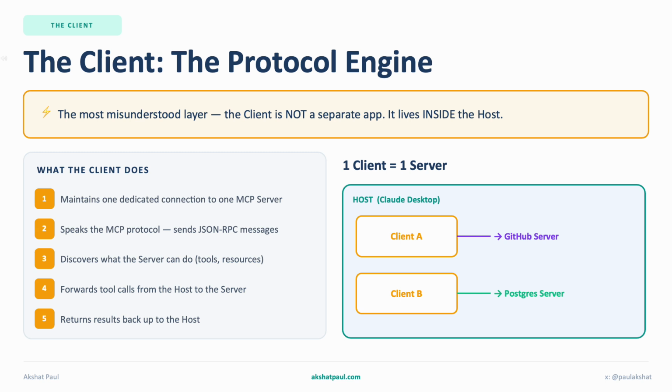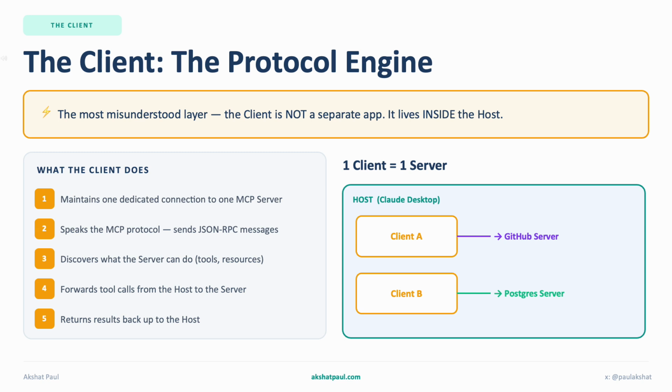Think of the client as the protocol engine. Its entire job is to speak MCP fluently on behalf of the host. It handles all the low-level protocol details, the message format, the handshake, the capability discovery, the error handling. And here's the critical relationship to understand. It's one-to-one. One client connects to exactly one server.